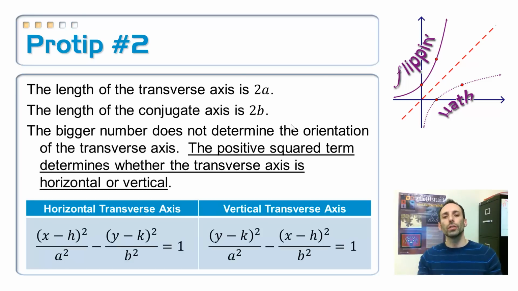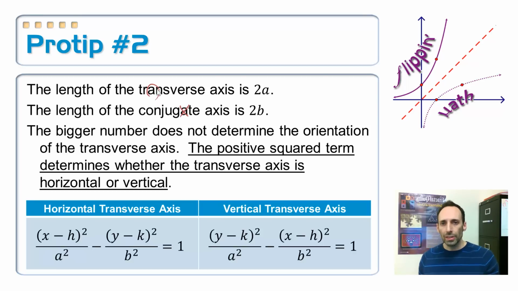The length of the transverse axis is 2a, and I have an a right there in the transverse axis. I know some of you in the comments are going to say, well, there's an a in the conjugate axis too. Just totally ignore that a. That one doesn't count. Also, the a value is not necessarily bigger than the b value. The a value always goes with the positive square term.